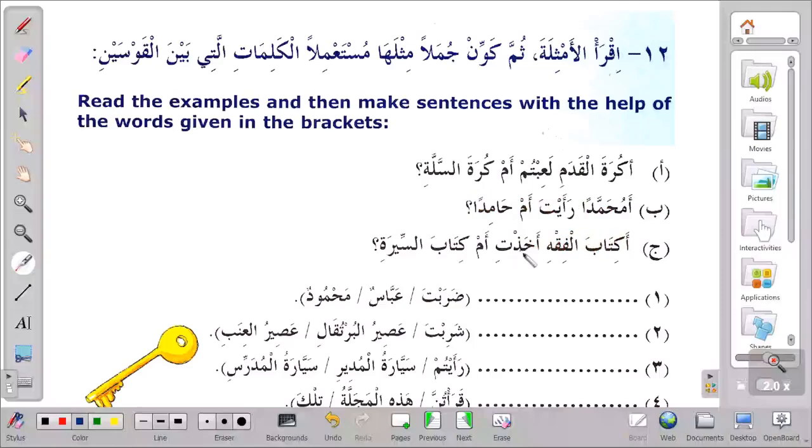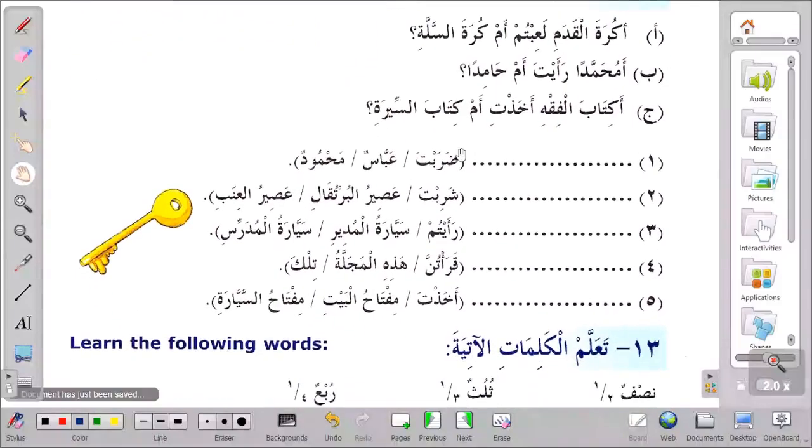Kitab al-fiqh akhasti. Is it the fiqh book? Kitab al-fiqh, the book of fiqh, jurisprudence. Akhasti, did you take? This is feminine, you are speaking to a female. Am kitab al-sirati, or the book of Sirah. And what is Sirah? Sirah is history. In today's terms, we say history, right? So he's asking whether she took the book of fiqh or the book of Sirah. It's the same way.